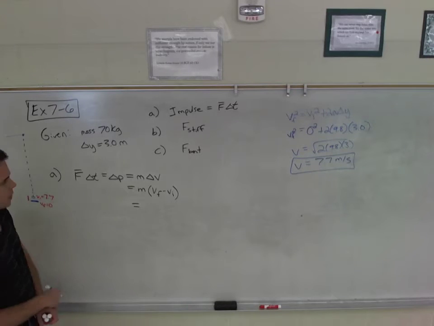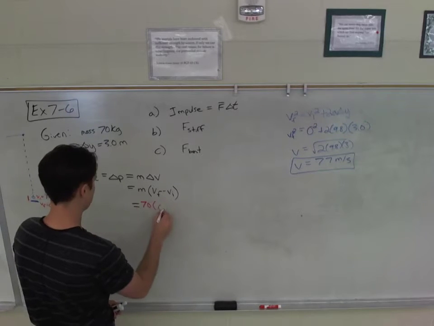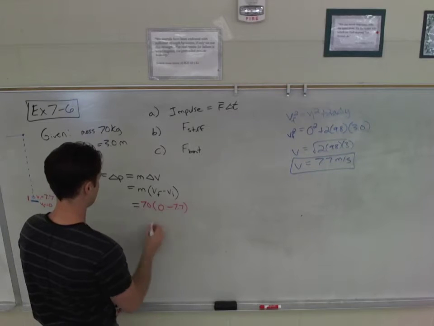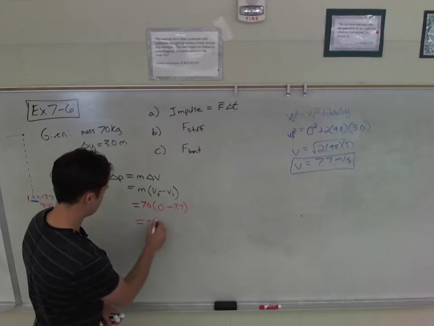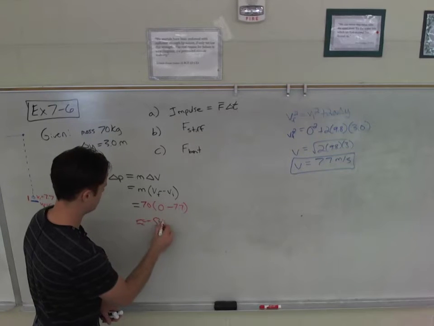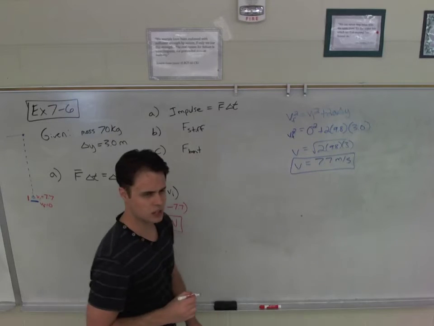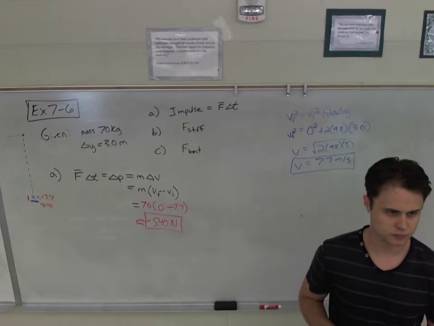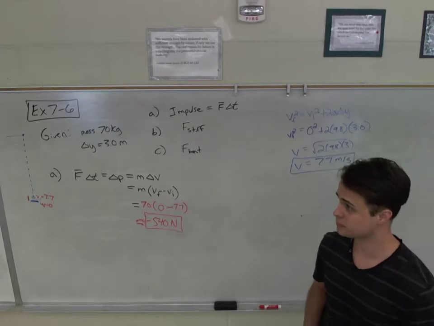Okay. So we've got the mass is 70. Then the final is 0 minus 7.7. And we can get the impulse. So this is the impulse. What is it? Negative 540, about, right? Why is that negative? Because the ground's generating that impulse, right?